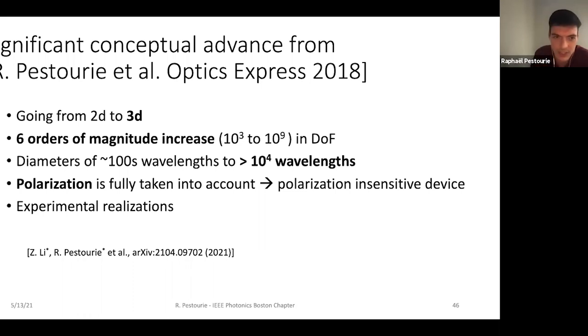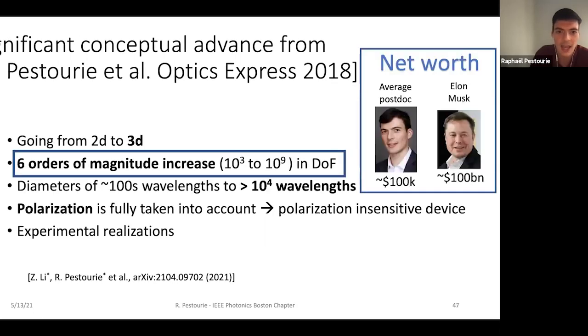It's hard to know what 6 orders of magnitude are, so I wanted to help you a little bit with that. The net worth of an average postdoc is probably around 100K, and the net worth of the second richest man in the world is around $100 billion. So that's what 6 orders of magnitude is. It's a pretty big difference, actually.